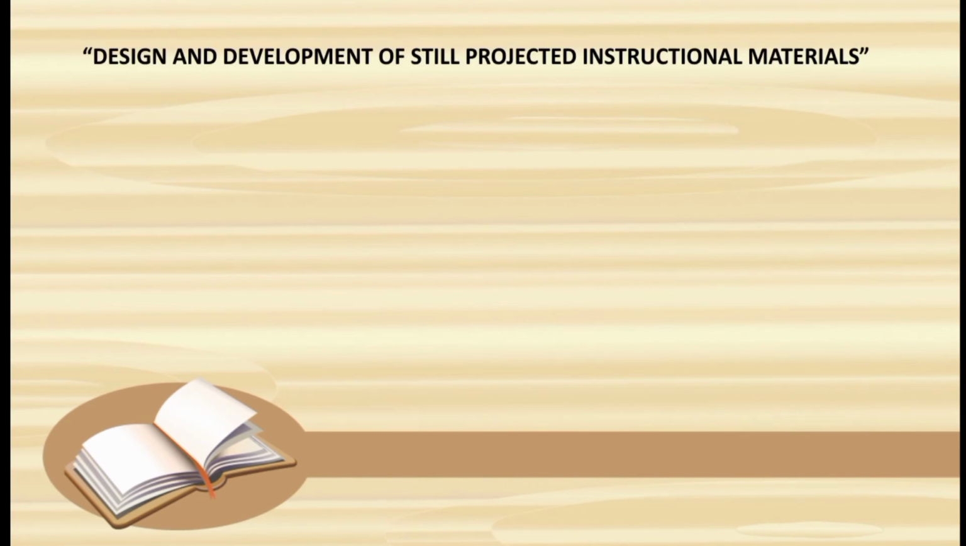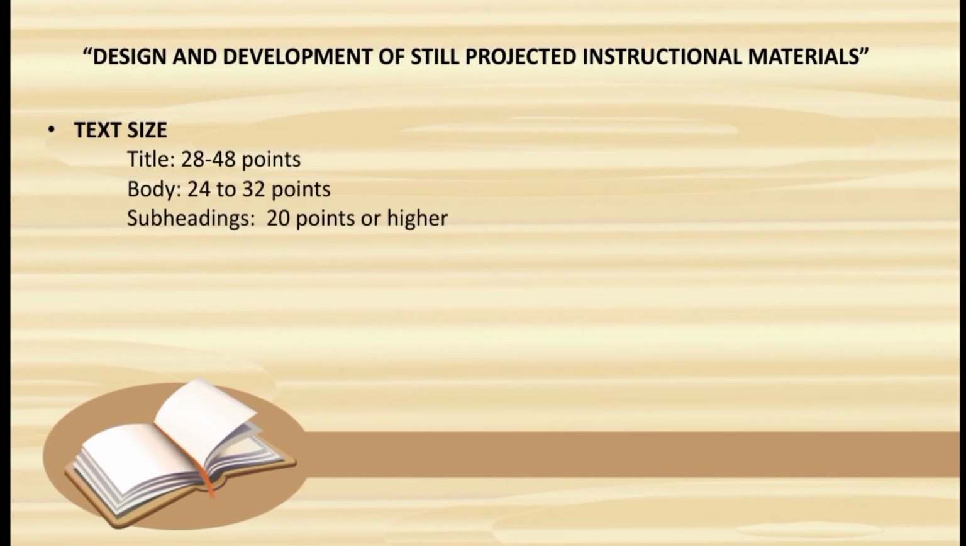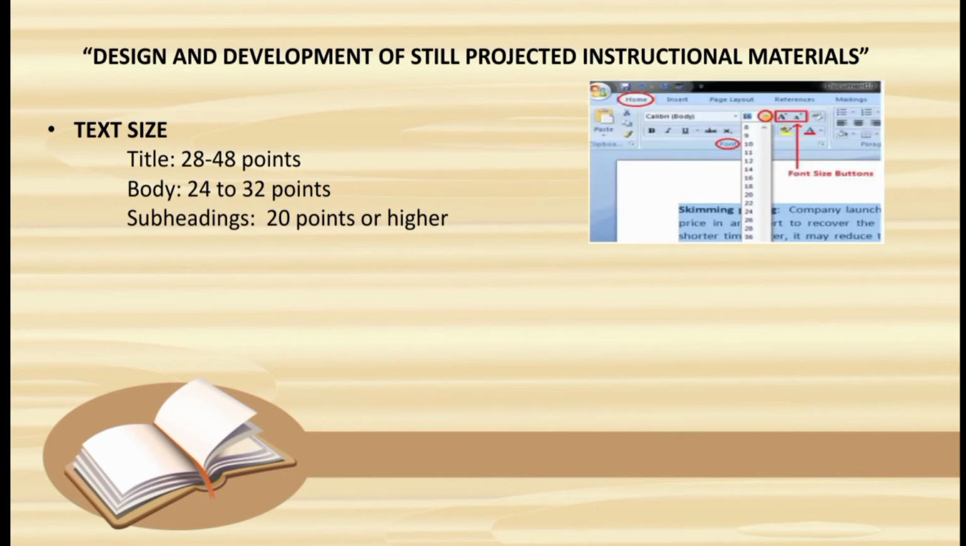The next, we have here the text size. We cannot just put some text on our presentation without considering the size. It should be readable to the audience. So for titles, let's choose 28 to 48 points. Body will be 24 to 32 points. Subheadings, 20 points or higher. Those are the sizes that we should consider in making our still projected instructional materials.